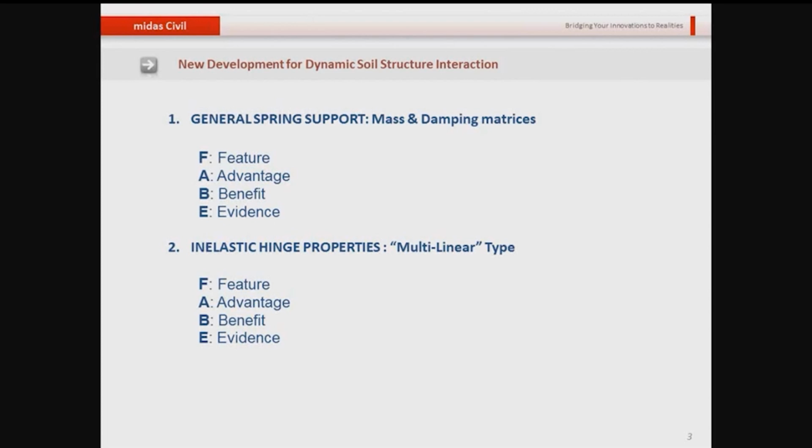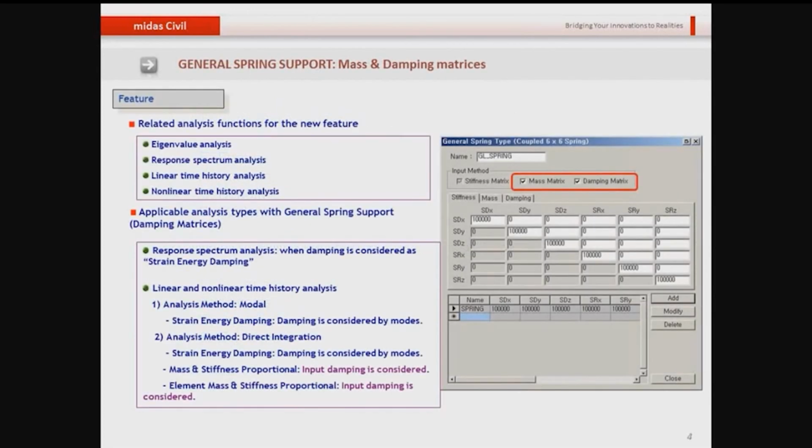links, and in that we have covered two types of links: elastic multilinear and plastic kinematic multilinear links. And again I'll be covering its feature, advantage, and benefits. So let's start with the general spring support. So first let me discuss about its features.